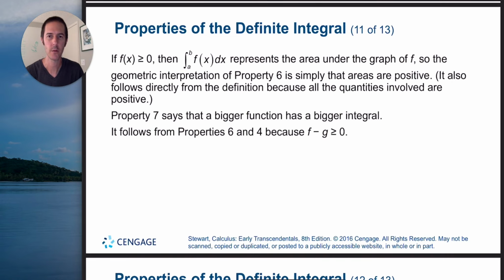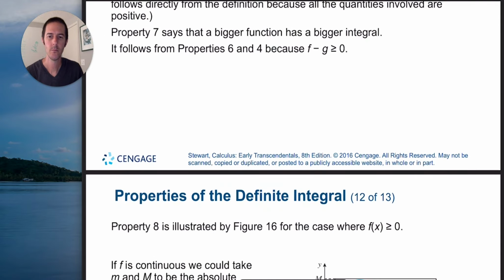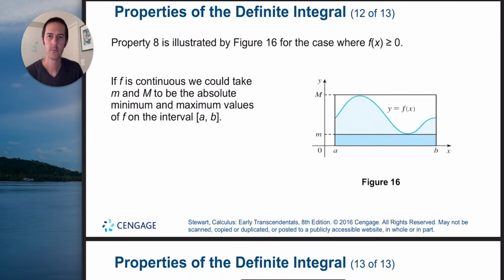If your function is greater than 0, then your integral is going to represent the area of the curve. That's the geometric interpretation. Yeah, if your function is above the x-axis, then your integral, or your area under the curve from a to b, is going to be positive. Well, there's the illustration for property 8 with the capital M and the lowercase m. I like my diagram better.